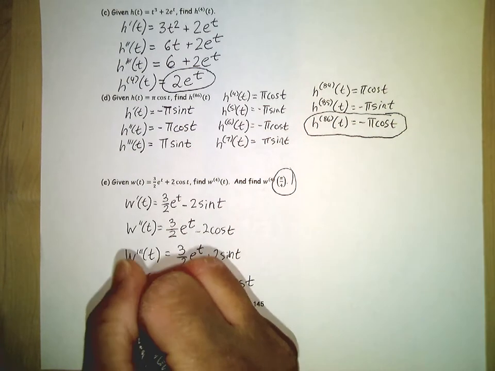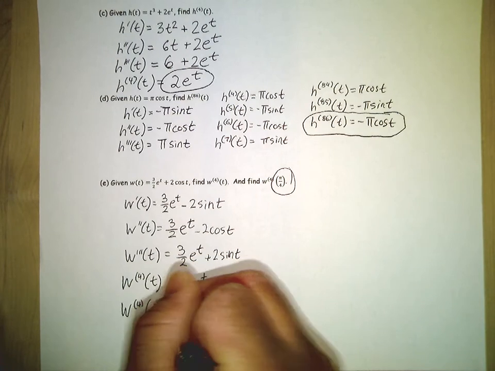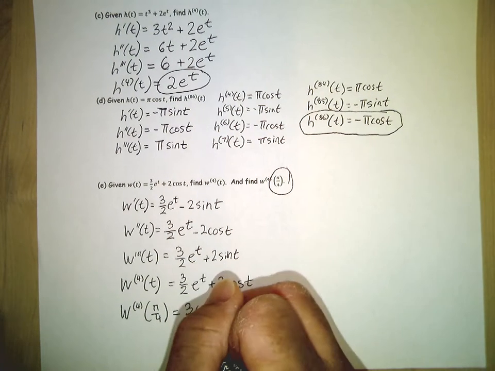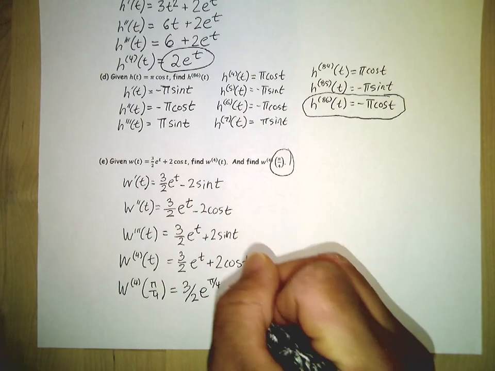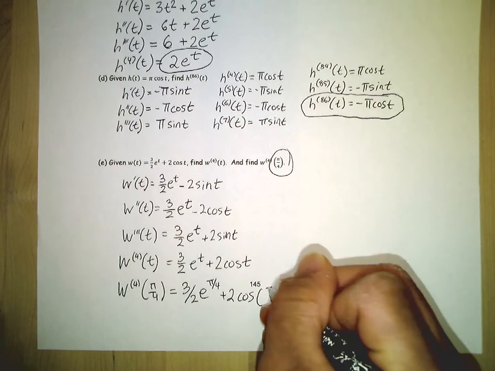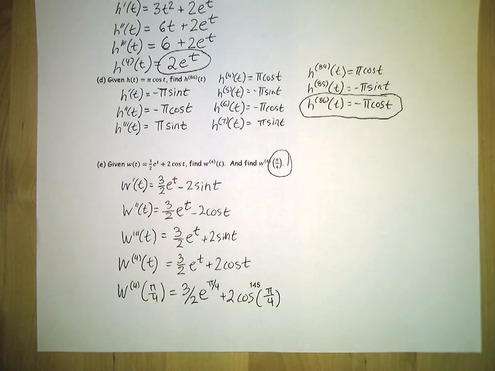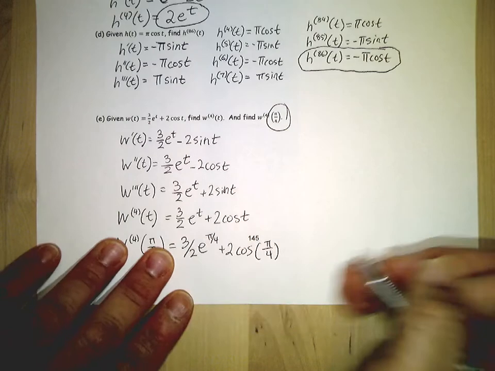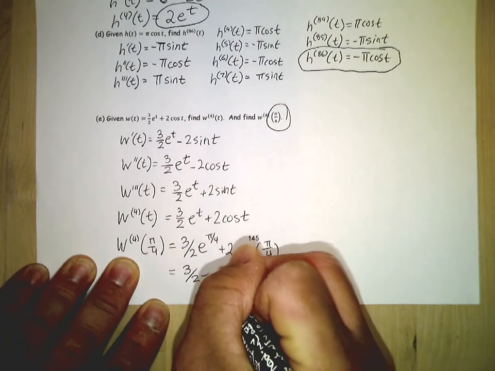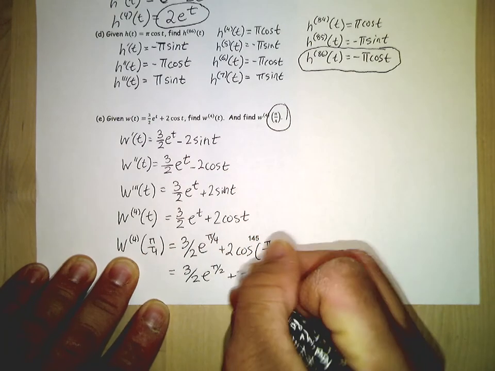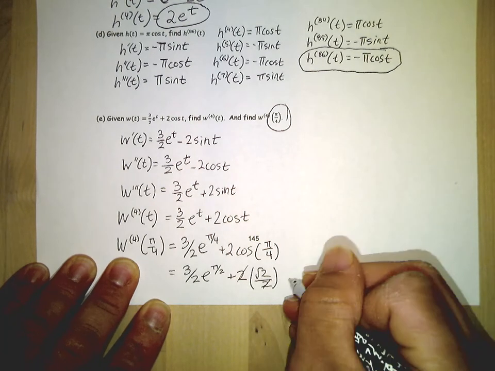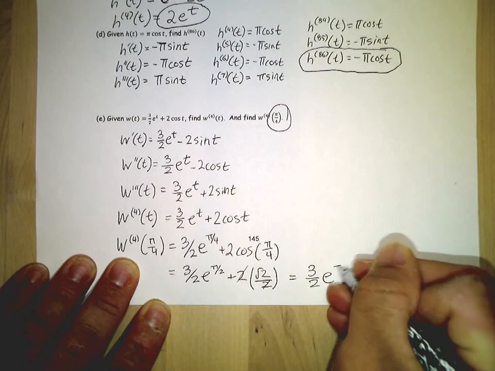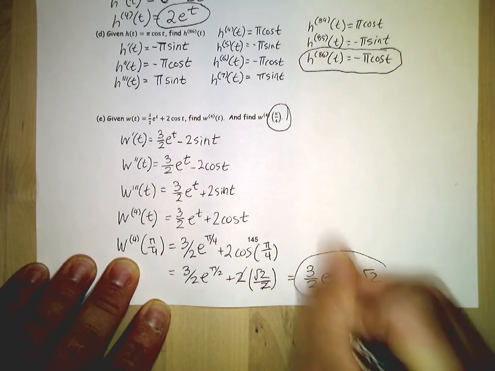Then the fourth derivative at pi over 4 is 3/2 e^(pi/4) plus 2 cosine of pi over 4. So if you wanted to change this cosine of pi over 4 to root 2 over 2, you could. So the 2's divide out and it's 3/2 e^(pi/4) plus root 2.